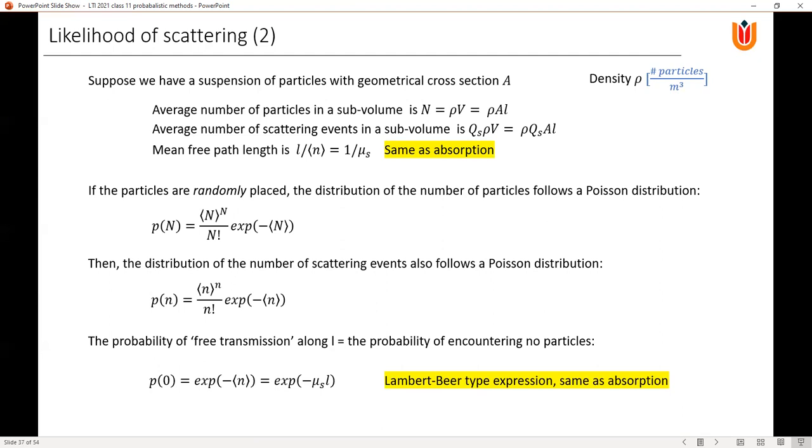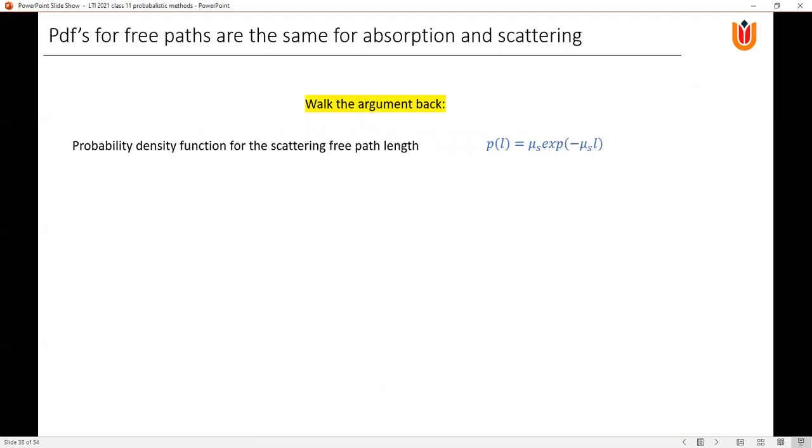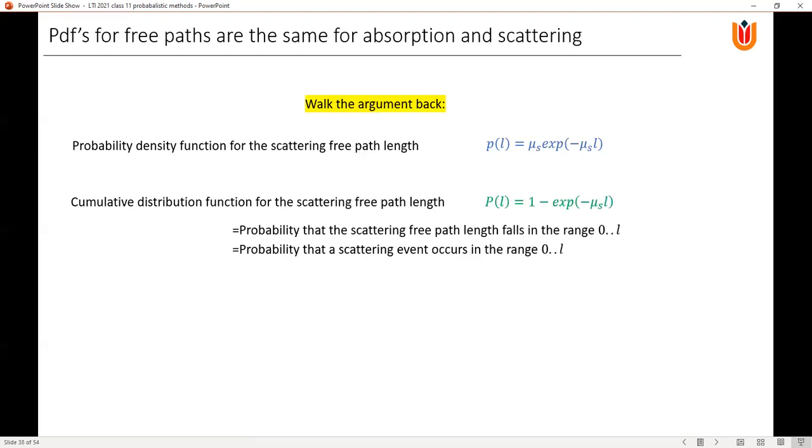I can walk the argument back. In that case, we could also define the probability density function for scattering free length. So the lengths that photons travel between scattering events would follow this Beer type law. The mu s is now in front of it because it has to be normalized. The cumulative distribution function, so the probability of scattering between 0 and L, would be the green expression, just as for absorption.